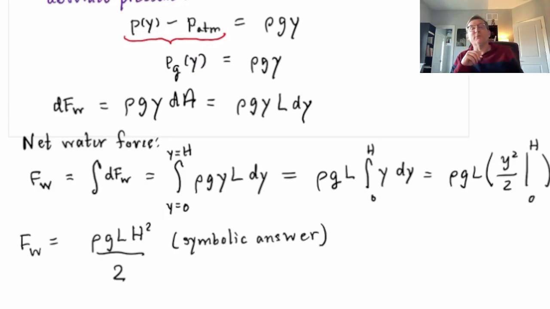Notice we have to do an integral in this problem to get the total water force, because the pressure from the water changes as you get deeper. It gets larger as you get deeper. It's not one constant pressure all the way down the wall of the tank. It's different as you go down. It gets bigger. And that's our symbolic answer in terms of things we were given, right? We were given rho and L and H, and we all know what g is.